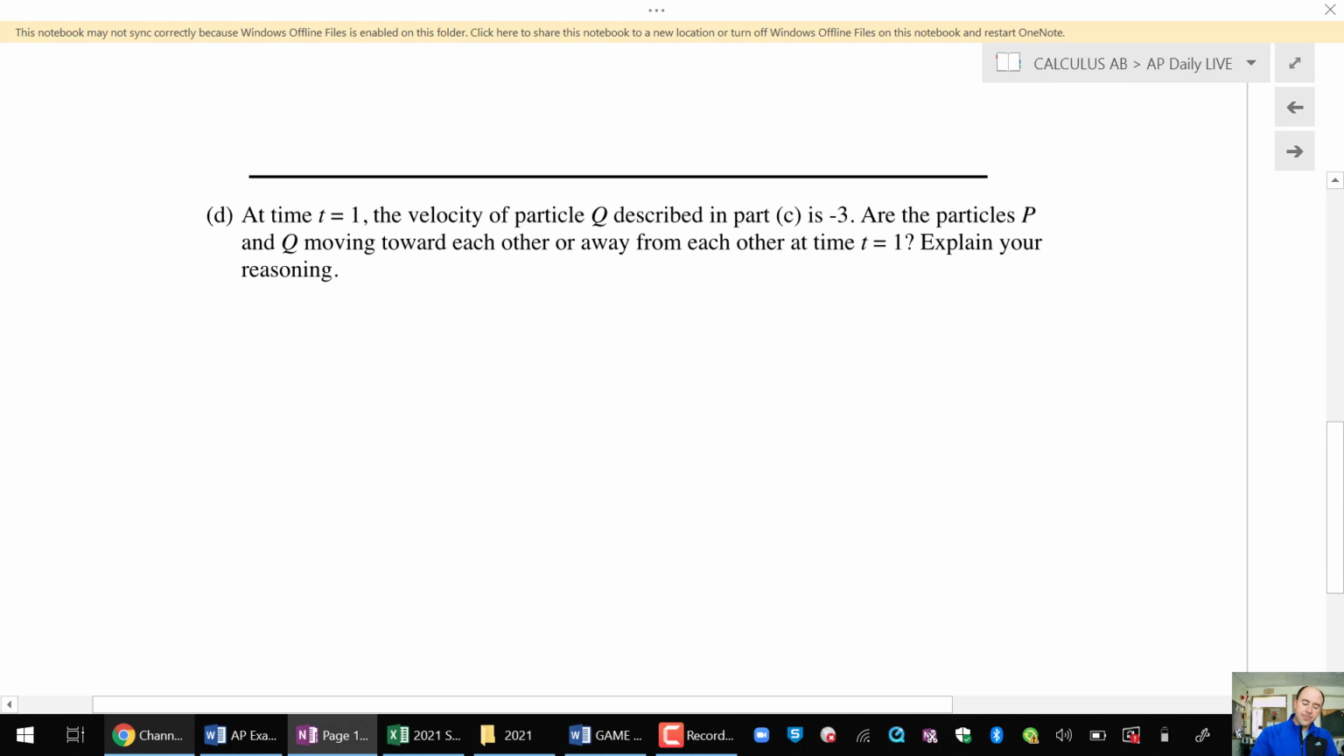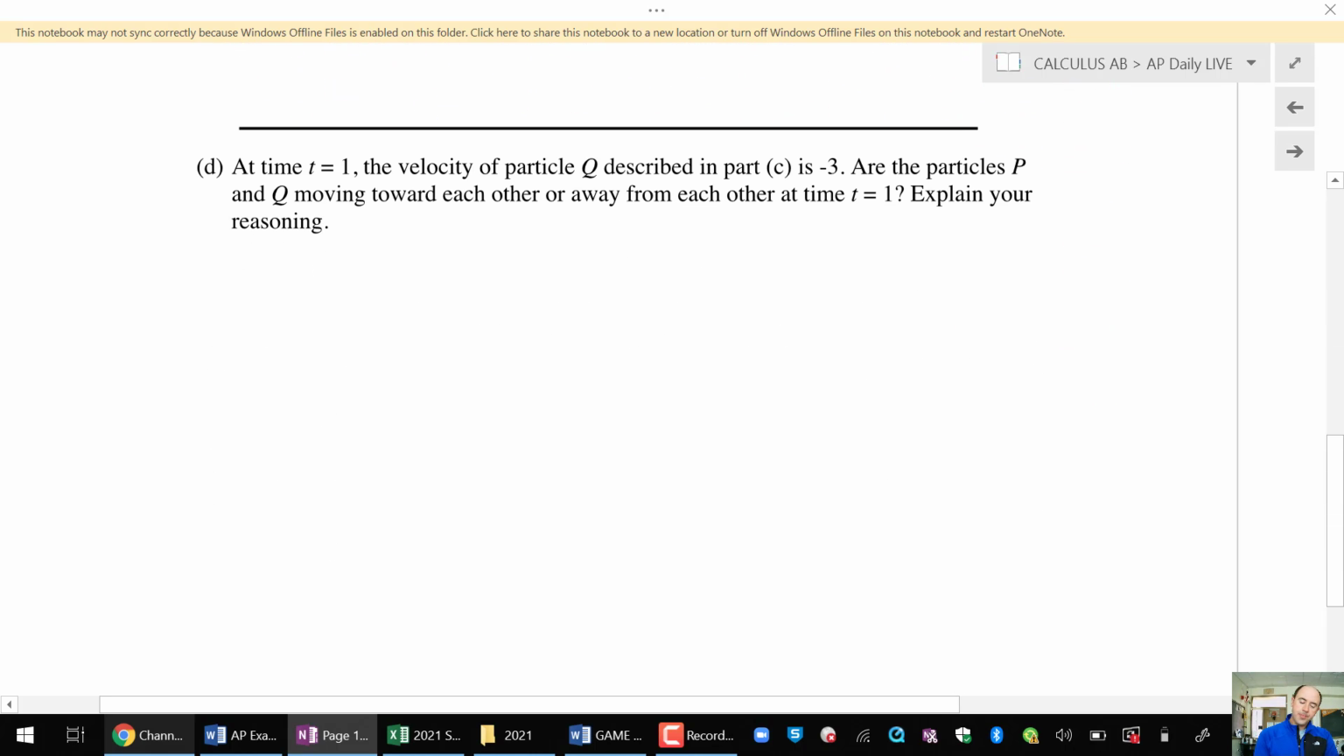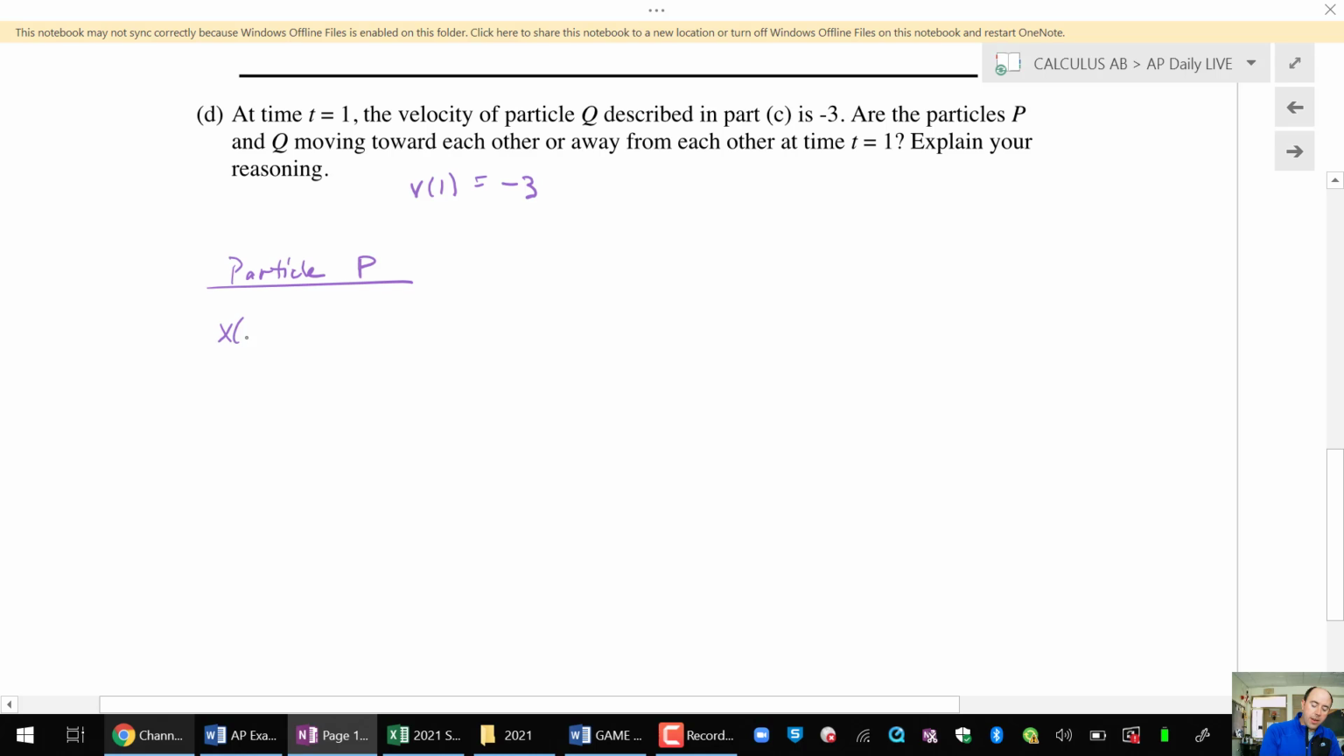And then lastly, letter D says at time 1, the velocity of particle Q, so v of 1, is -3. Are the particles moving toward or away from each other at this time? And then explain your reasoning. Well, let's examine particle P. I need to look at both position and velocity to determine where the particle is and how it's moving. We'll do that also for particle Q. So at time 1, we found that to be 4.778 for particle P, and the velocity at time 1 of particle P is 1.336.